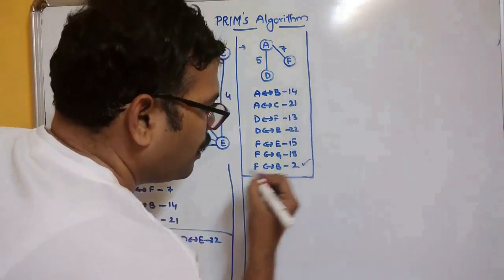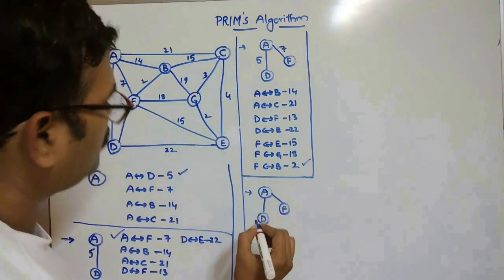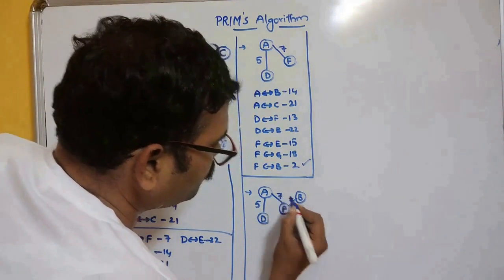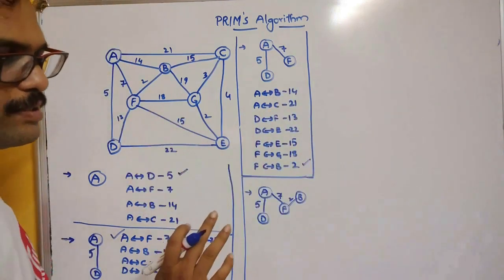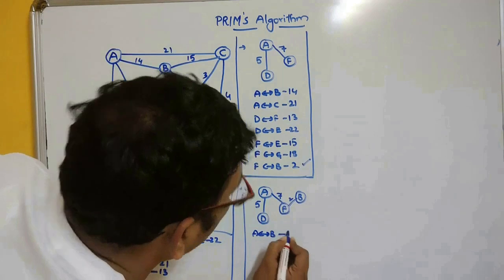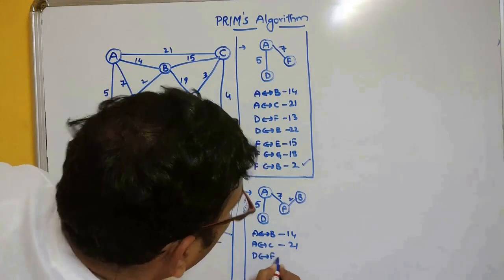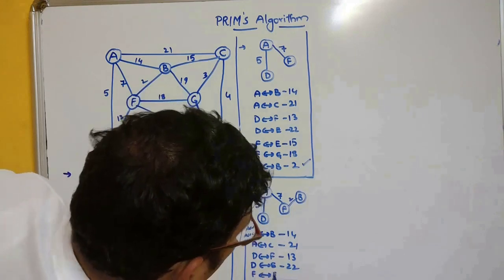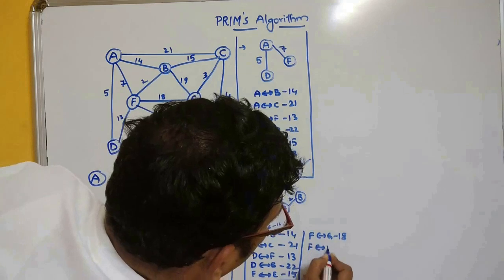Now the tree will be A, D, F, B. So this is 5, this is 7 and this is 2. Now our tree is like this. The new vertex is added here, and consider all the remaining edges. So what are the remaining edges here? All these are the remaining edges. A to B with a 14, next A to C with a 21, and D to F with a 13, and D to E with a 22, F to E with a 15, next F to G with 18, F to B with 2.